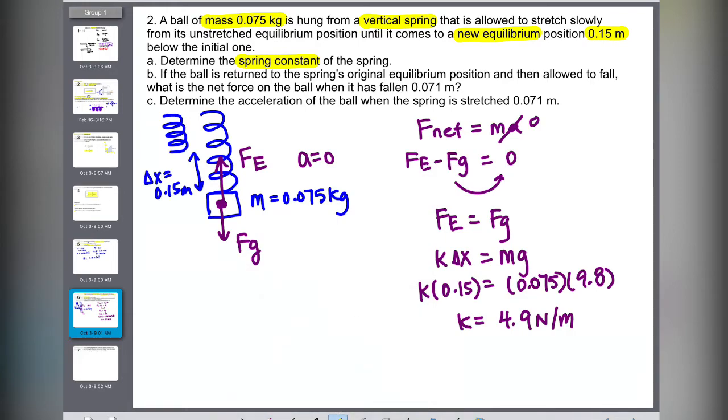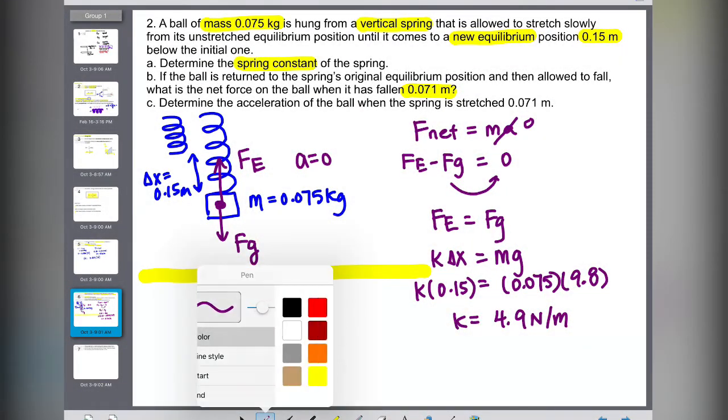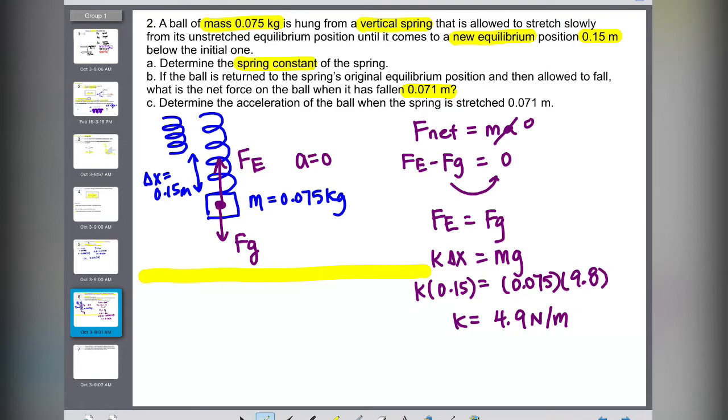Part B. If the ball is returned to the spring original equilibrium position and then allowed to fall, what is the net force on the ball when it has fallen 0.071 meters? So now this question has slightly changed, it is no longer in the equilibrium balanced position. So it's letting you know that you still have your Fg acting on the object, but this time your Fe would have changed because your delta x, instead of 0.15, that was completely stretched. We're only stretching it a bit less, so 0.071 is how much it has stretched.